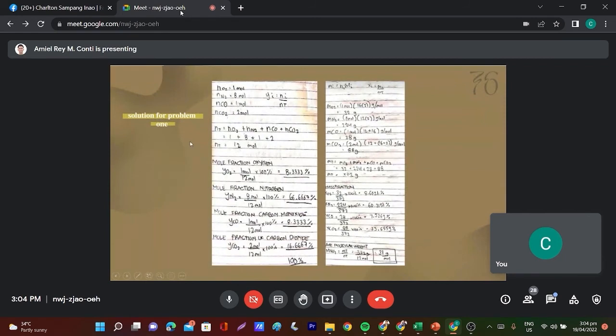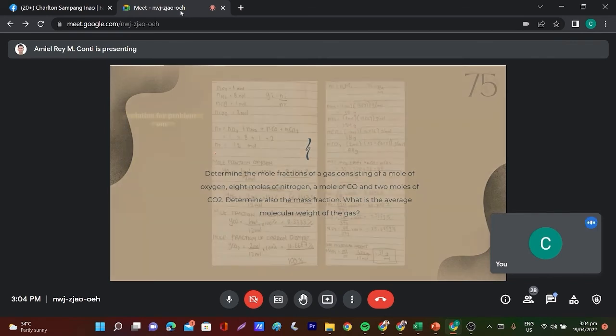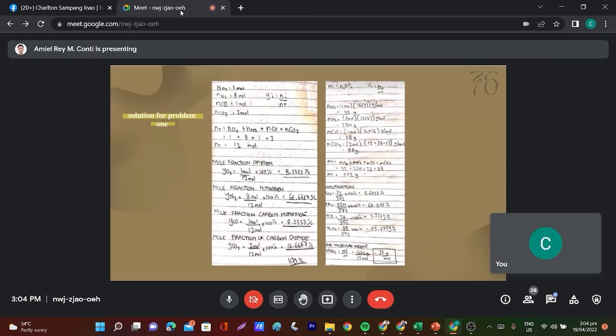So, dito po sa solution natin sa problem number 1, first sinulat muna natin yung mga given. 1 mole of the oxygen, the nitrogen is 8 moles, then carbon dioxide is 1 mole, carbon dioxide is 2 moles. Then, first, kinuha po muna natin yung total N.